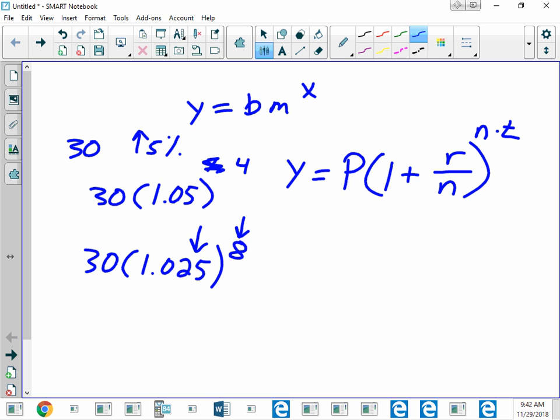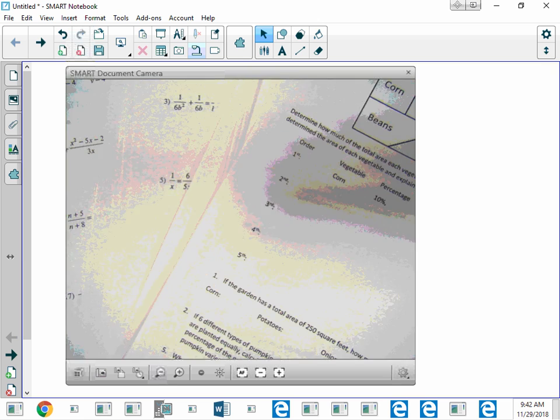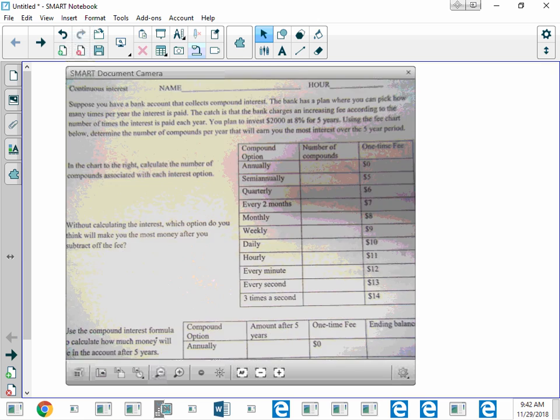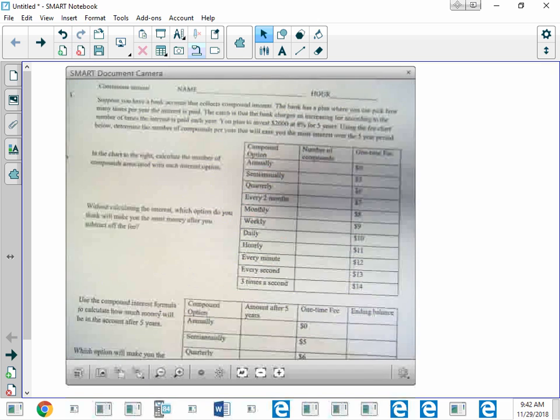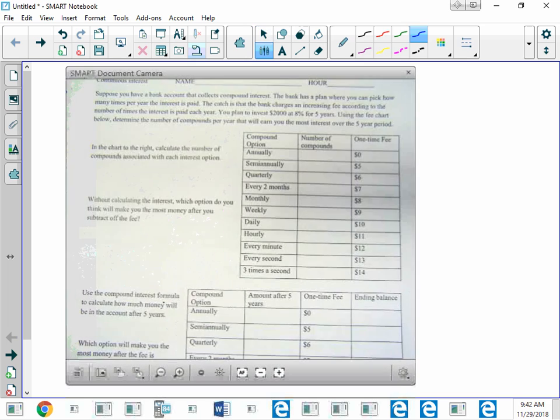So obviously, if the bank just says, pick however many times you want to compound it, you're going to pick the largest number. But in this case, the more compounds, the more that account is going to cost you per year, and that's going to offset some of the interest. So our goal here is to figure out which one is the best deal. So in the chart to the right, calculate the number of compounds associated with each interest option.